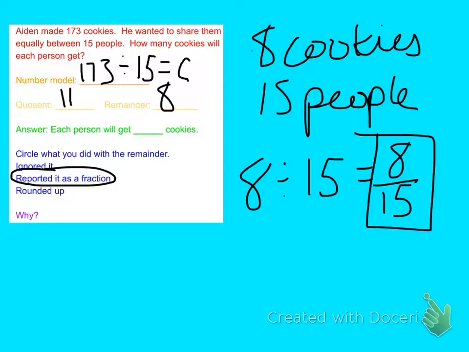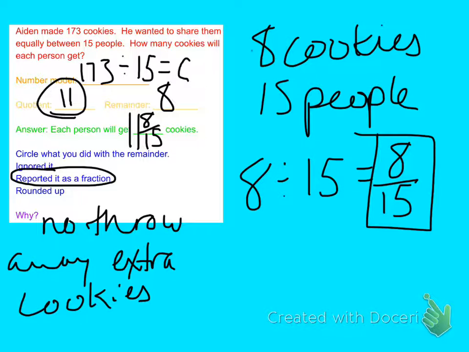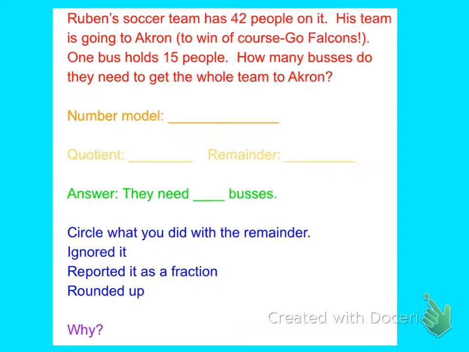So our answer now, we have 11 whole cookies plus the 8/15 of the extra cookies. And again, we reported that remainder as a fraction right here. We did that because we didn't want to throw away the extra cookies. Sorry if you can't read that. Extra cookies. Okay. We will not always have to round the answer up. Or, sorry, report the remainder as a fraction. That's not going to be the case for every story problem. So let's try one more.